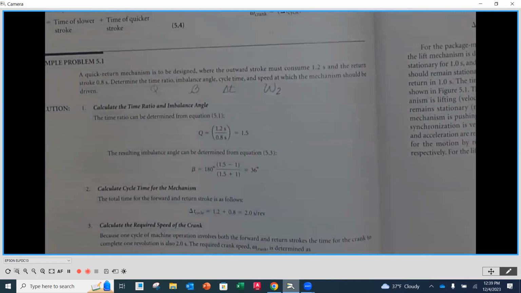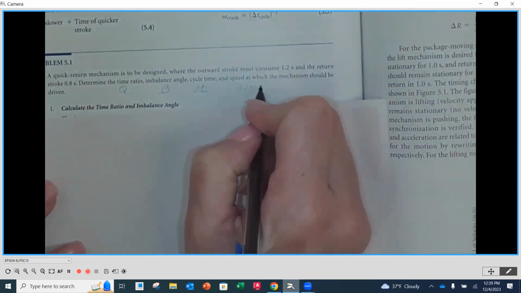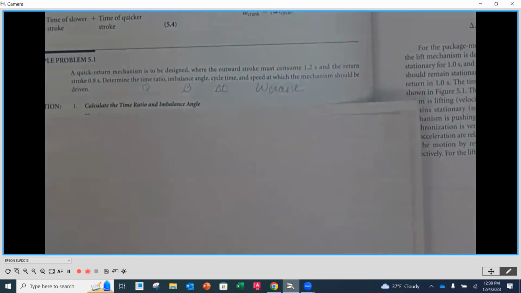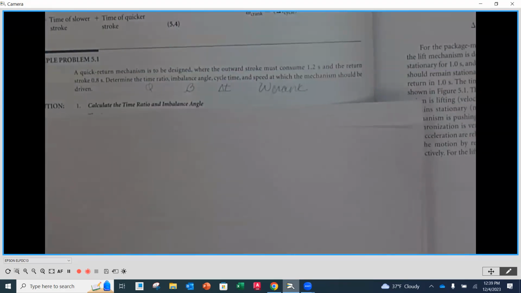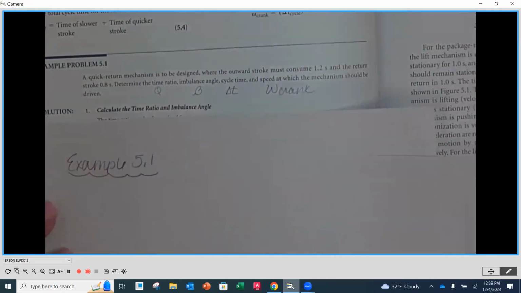I'm just going to check. Do they call it? Oh, they call it the crank. Yeah, the crank in our cases is a lot of times that I'll put crank here is going to be the angular velocity of link number 2, if you would. All right. So first things first, time ratio. So this is example 5.1, right? So calculate the time ratio.